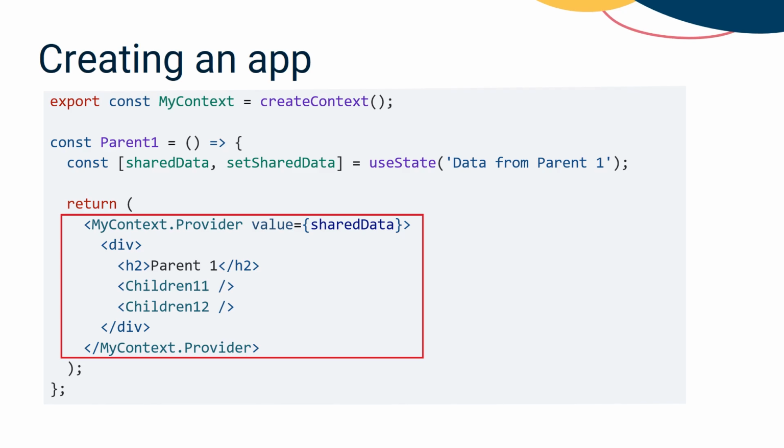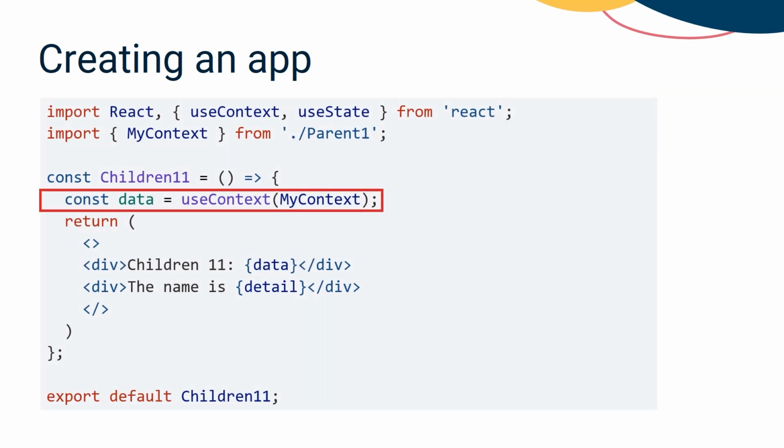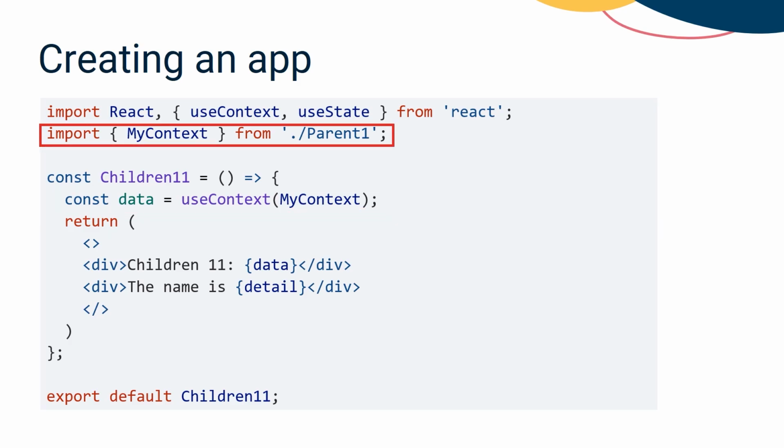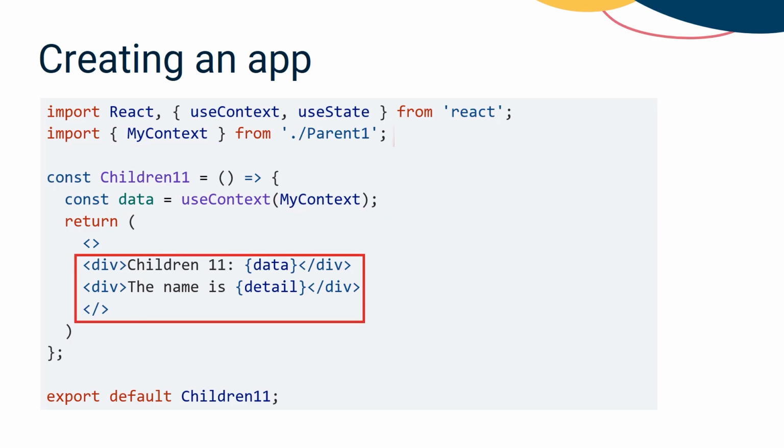The parent1 component wraps its children inside the myContext.Provider, allowing them to access the shared data value directly from the context. The children 11 component uses the useContext hook to access the data from myContext provided by the parent1 component. It then displays this data within a div. Similarly, children 12, children 21, and children 22 will try to access the data as children 11 does.